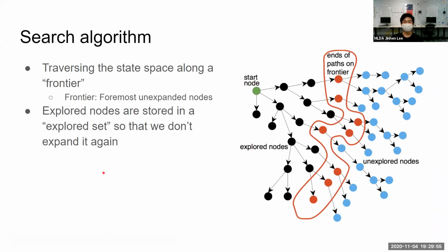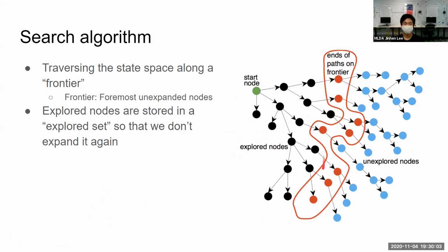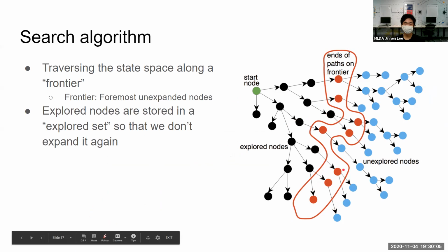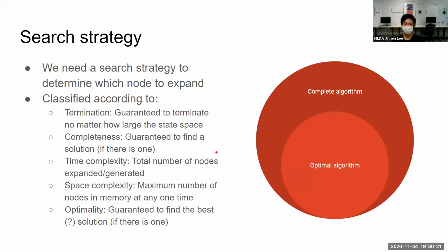So for search algorithms, which are what we need to find the solution, we are going to traverse the state space along a frontier, which is this red thingy defined here. And this frontier is the foremost unexpanded nodes. And to avoid repetition, we also require an explored set so that we don't explore the nodes that we have already expanded, which is black. And we have multiple strategies for reaching the solution, and I'll cover them next.